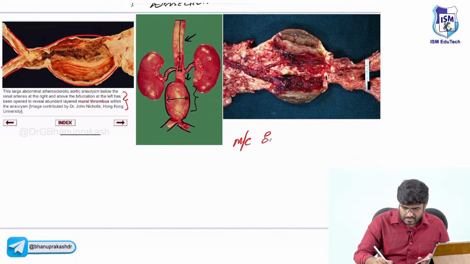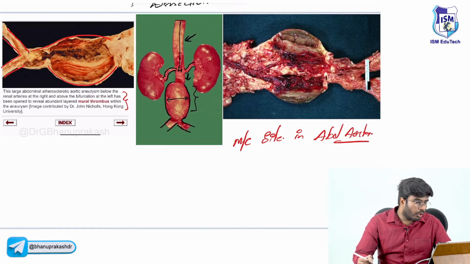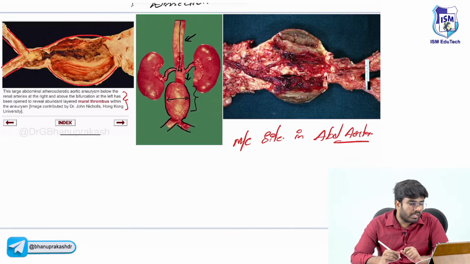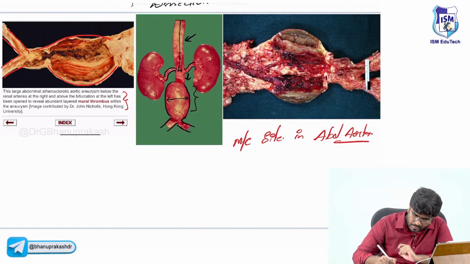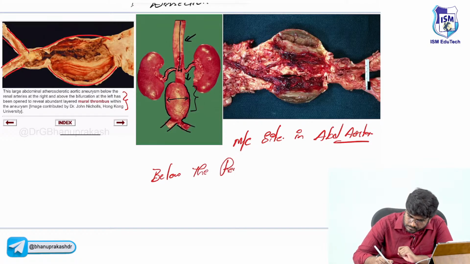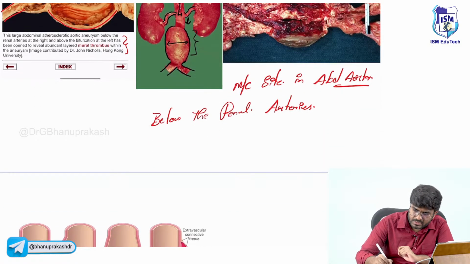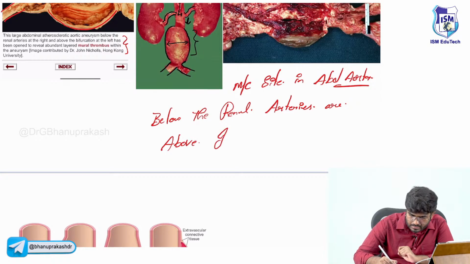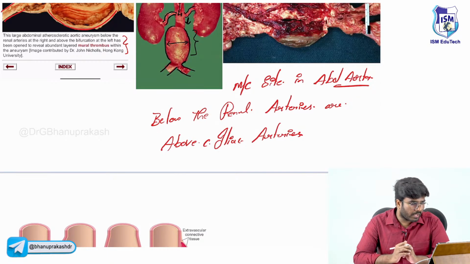Most common site in abdominal aorta. It is below the renal arteries and above the common iliac arteries, before the bifurcation of the common iliac arteries.